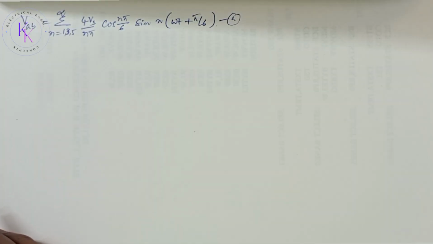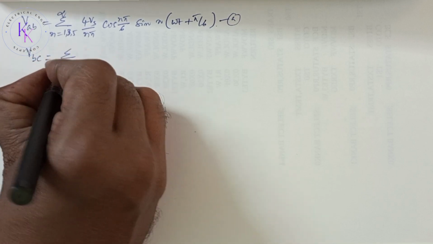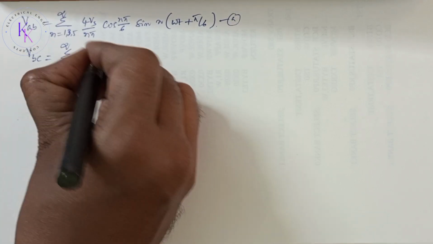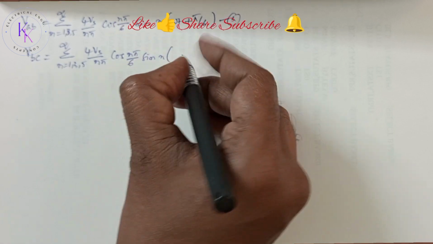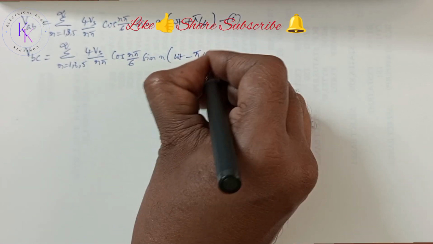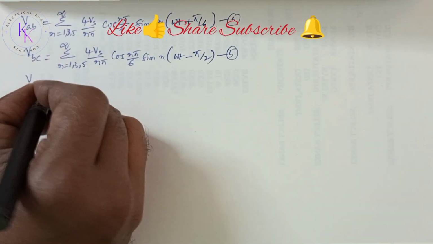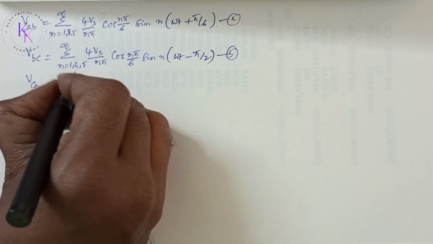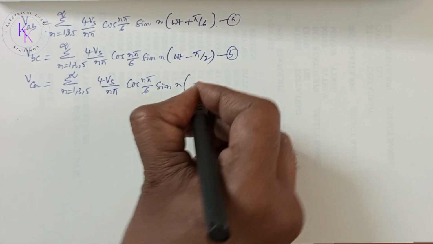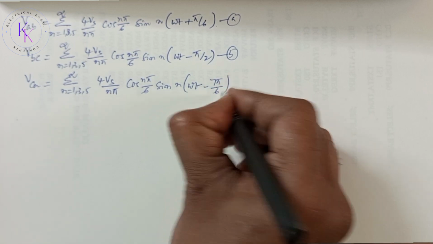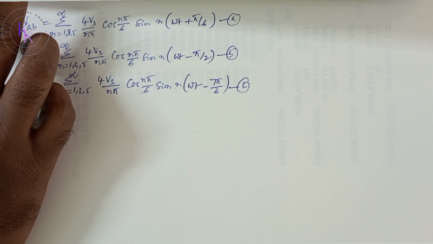VBC and VCA can be found by phase shifting VAB by 120 degrees and 240 degrees. So VBC equals sigma n equals 1, 3, 5 to infinity, 4 Vs by n pi, cos n pi by 6, sine n of omega t minus pi by 2. That is B. And VCA equals sigma n equals 1, 3, 5 to infinity, 4 Vs by n pi, cos n pi by 6, sine n of omega t minus 7 pi by 6. That is C. Now we can notice from the above equations that the triplen harmonics, that is n equal to 3, 9, 15, would be 0 in the line to line voltages.